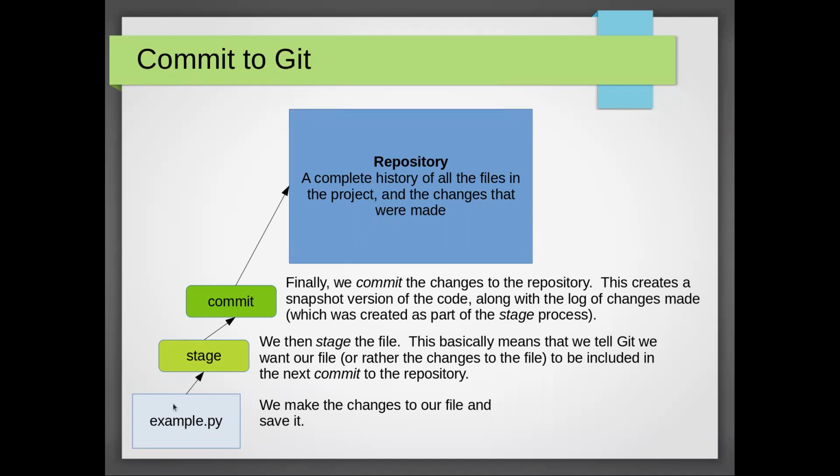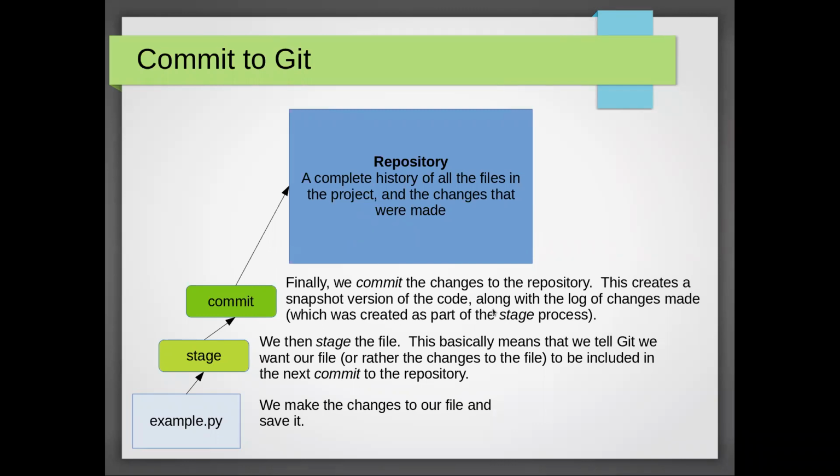So we've got our file, we make and save our changes. We then stage the file to give Git the heads up that this is incoming. And at that point, Git will create this log of changes. And then when we're ready to commit this to the repository as this is now an official change that we want to make, we commit it, all of the changes that we made to all of the files that we've staged, and that creates a snapshot in time.